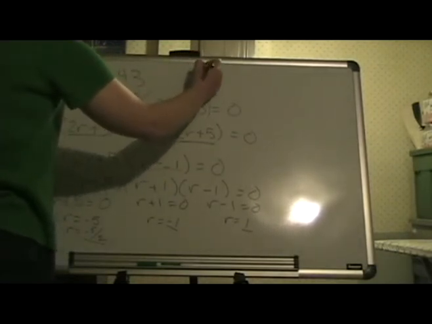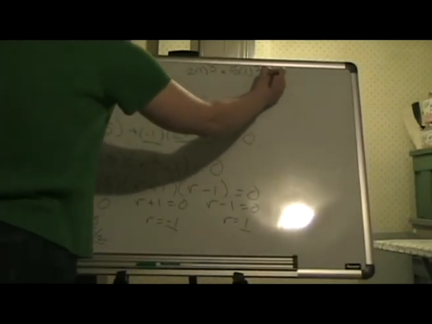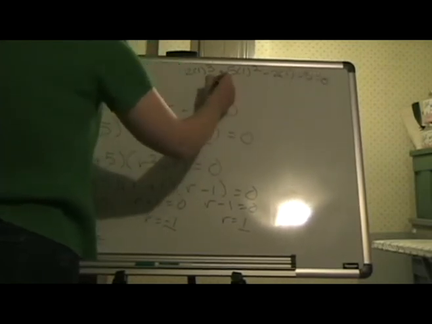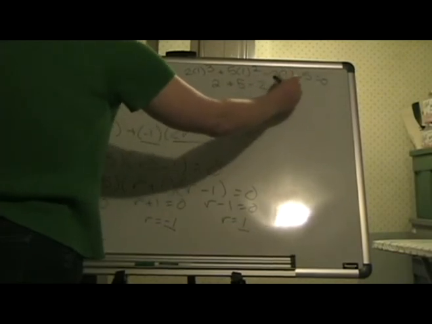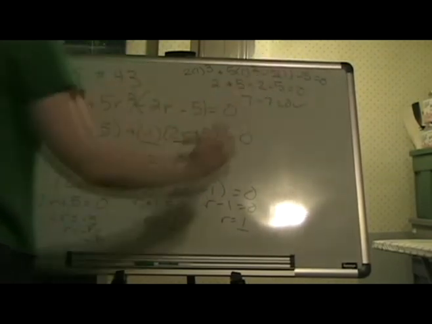This is 2 times 1 cubed, plus 5 times 1 squared, minus 2 times 1, minus 5. So we have 2 plus 5 minus 2 minus 5 equals 0. So we have 7 minus 7 equals 0, and that checks.